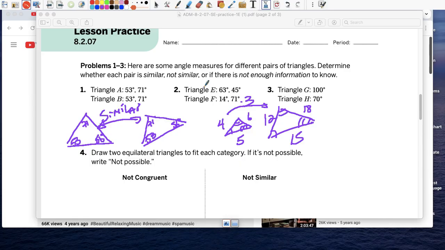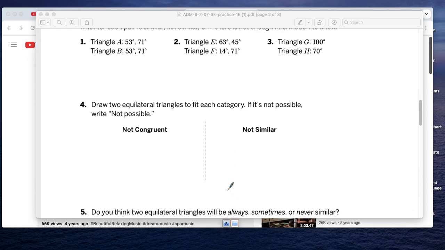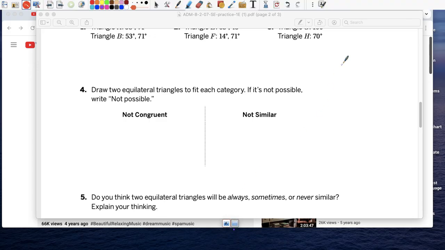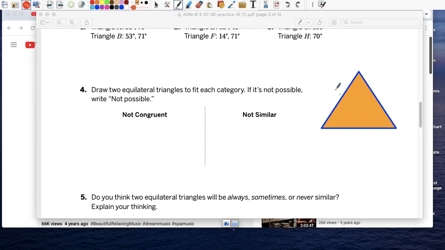Number 4. No idea what that means. What it says is, draw two equilateral triangles. So go back and understand. An equilateral triangle means that all angles are the same. It's a triangle where all the angles are the same. So take 180 and divide it by 3 to make all the angles the same. This is the only possibility. So draw two equilateral triangles where they're not congruent.